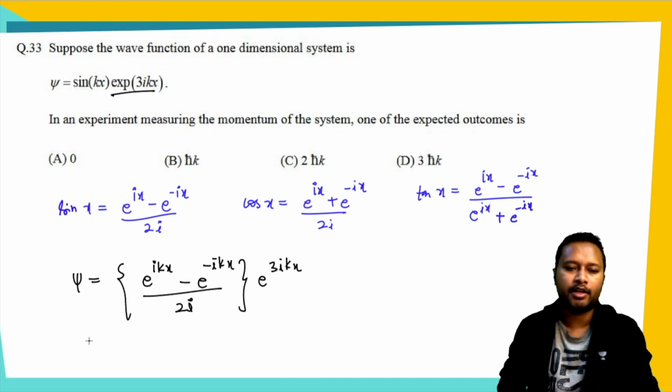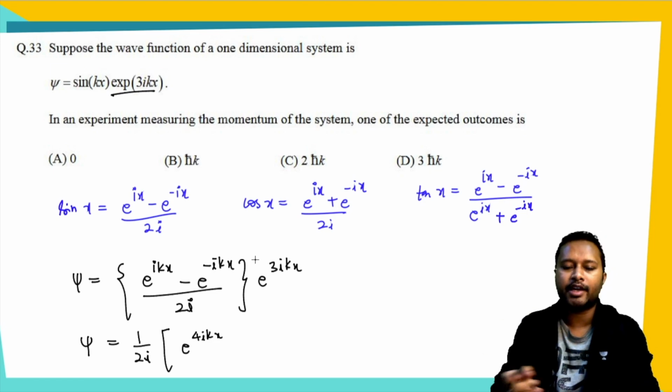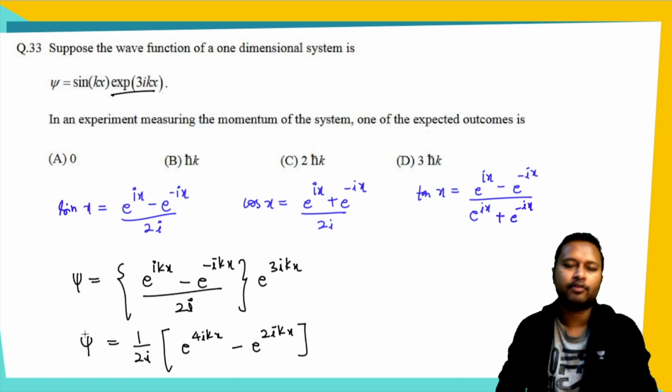So I can just multiply and open the bracket. So my psi will be 1 upon 2i, and in the bracket I will have e to the power 4ikx, because the base is the same, so the powers will be added. So ikx plus 3ikx will be 4ikx, and minus e to the power 2ikx. All right, this is what you are going to get as your wave function.